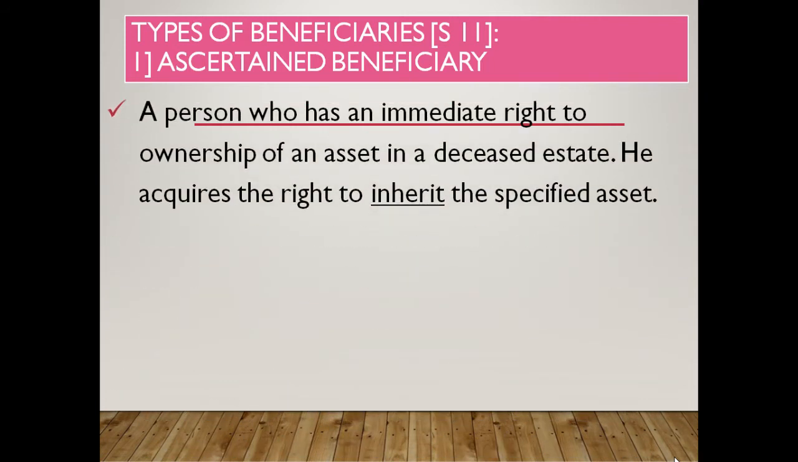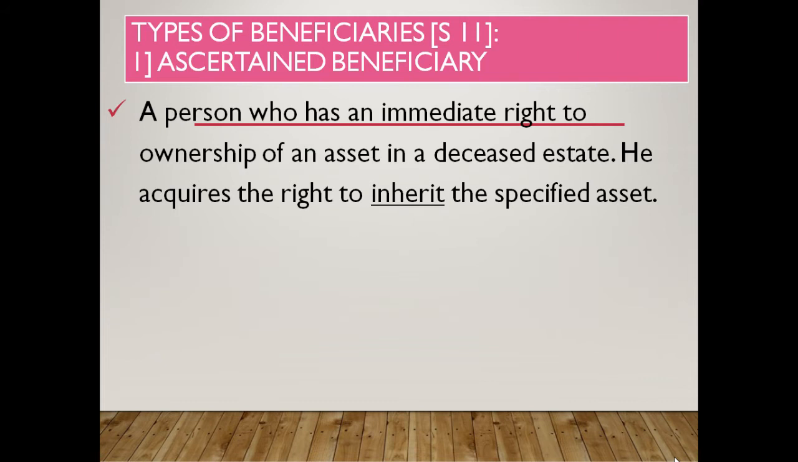So what is an ascertained beneficiary? This is a person who has an immediate right to ownership of an asset in a deceased estate. He acquires the right to inherit the specified asset. Maybe the will is saying, upon my death, the house in Bulawayo is going to Victor. So Victor becomes an ascertained beneficiary.